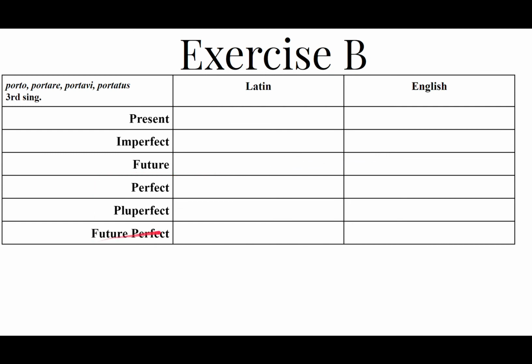For the perfect, pluperfect, and future perfect, we want the perfect stem. Go to the third principal part, chop off the I to get portav, and then add the appropriate tense markers and personal endings. So third person singular. The perfect personal endings are isti, it, imus, istis, erunt. Make sure you say those over and over again so you know them. Isti, it, imus, istis, erunt.